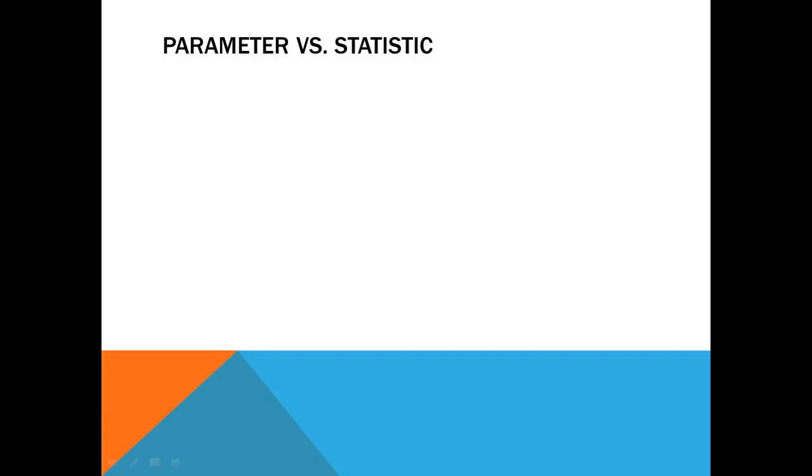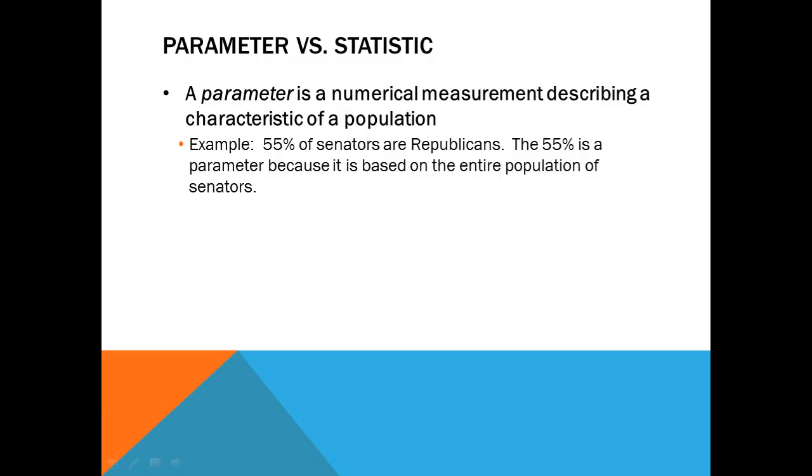Let's talk about a parameter versus a statistic. A parameter is a numerical measurement that describes the population. The example here is that if 55% of senators are Republicans, the 55% becomes a parameter because it's based on the entire population of senators. Obviously, there are only 100 senators, so it's a lot easier to take a parameter from a small population.